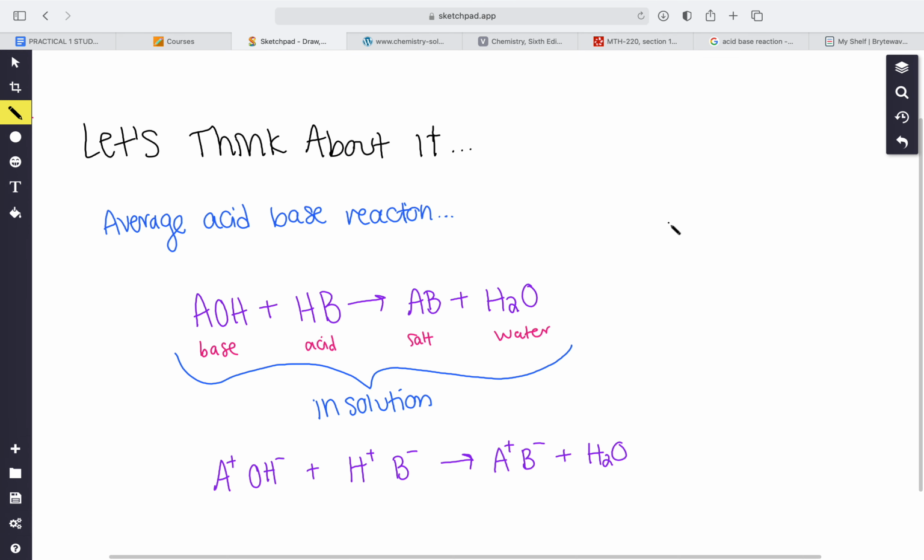Let's move on. Here's an image, or an explanation, of an average acid-base reaction, right? So you have a base and an acid. A base is always going to have something positive, and then the hydroxide, and it's going to be added to the hydrogen, which is positive, with something negative, right? You don't have to really worry about that, but that's just what it's going to look like. And usually you're going to end up with a salt and water.